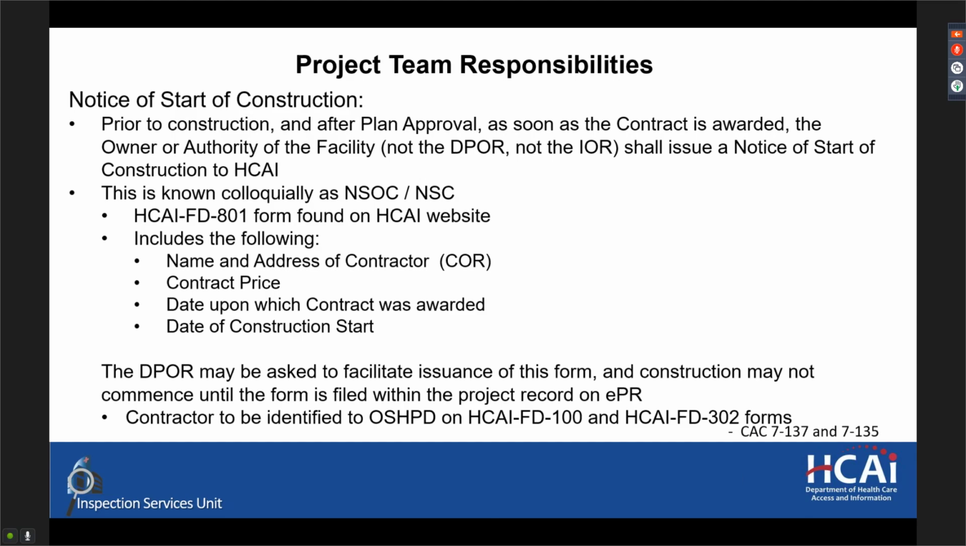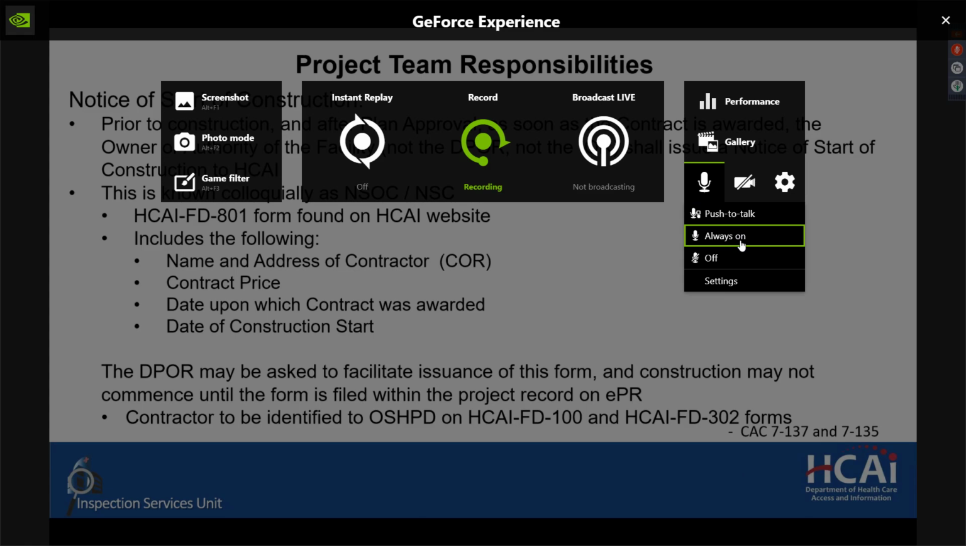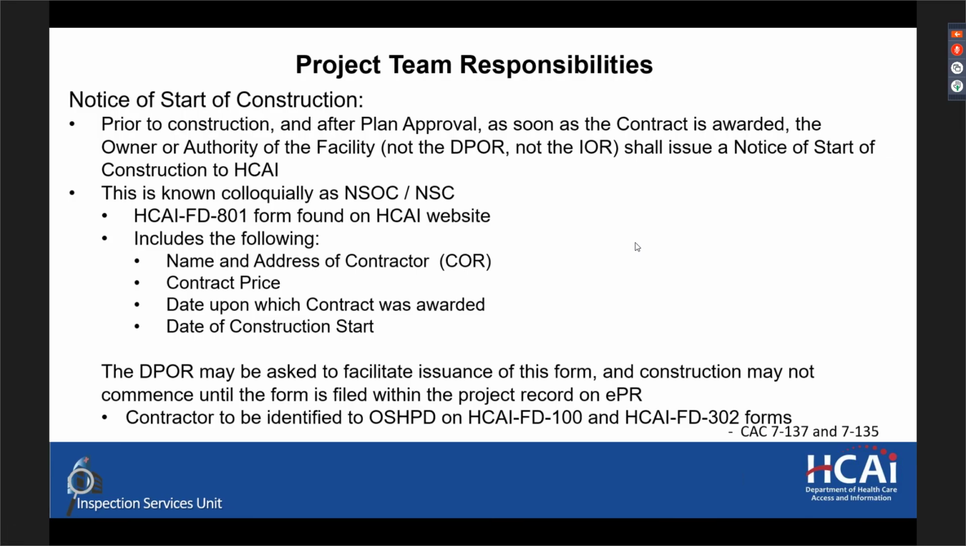The contractor should have an individual as a responsible party who is identified to OSHPD on the HCAI FD 100 and FD 302 forms. I say that because when the contractor entity is asked to provide a verified compliance report, as are all project stakeholders at some point, the person who is listed in our database is the person who should be signing the form. It can't be just any random contractor person who's working on the job. It needs to be the person who's listed within our database.